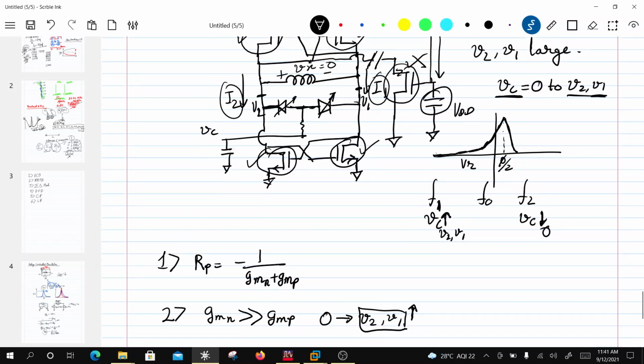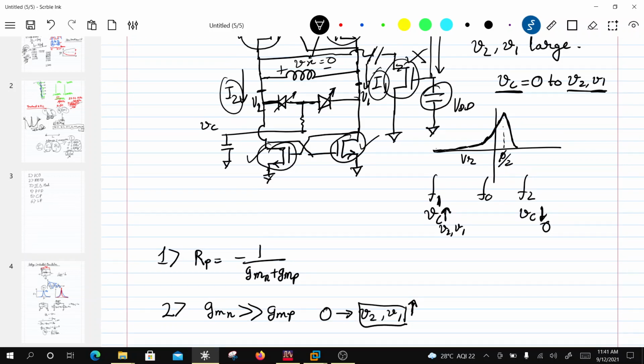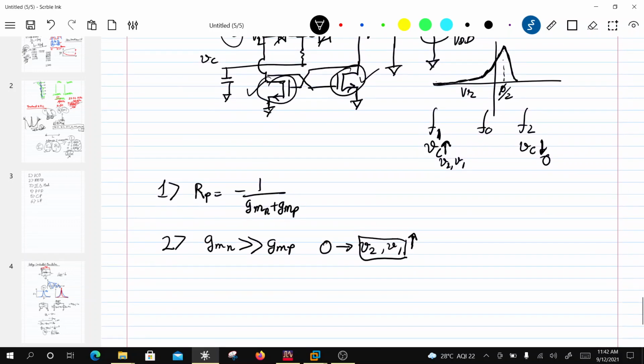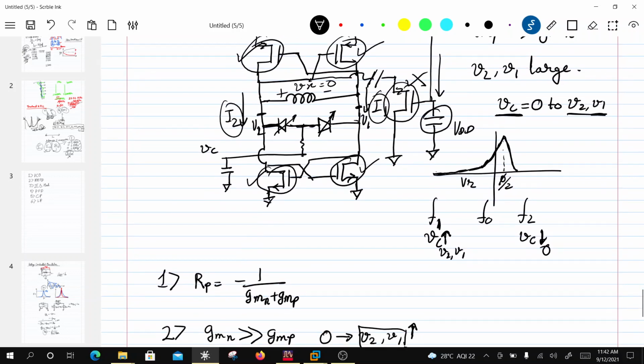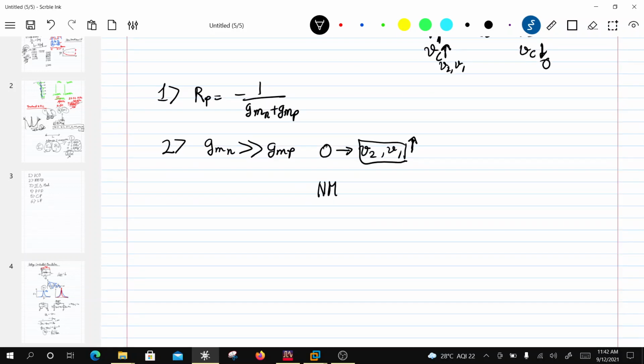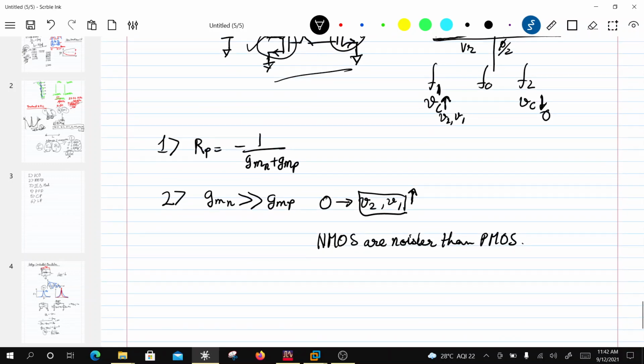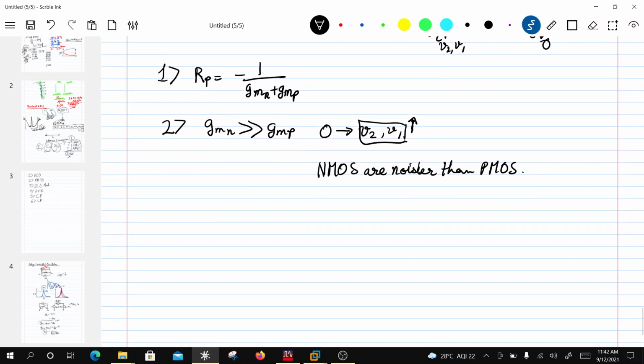So NMOS devices are a bigger contributor of flicker noise compared to the PMOS devices, the reason being that electron has a higher mobility than hole, and the relaxation time with the defects is much smaller. That means that the noise is large, right? So that's the reason why NMOS devices should be smaller than the PMOS devices. Another reason is NMOS devices are noisier than PMOS devices. So NMOS devices should be as small as possible, and PMOS devices should be as large as possible. So this is one condition. This is another condition, right?